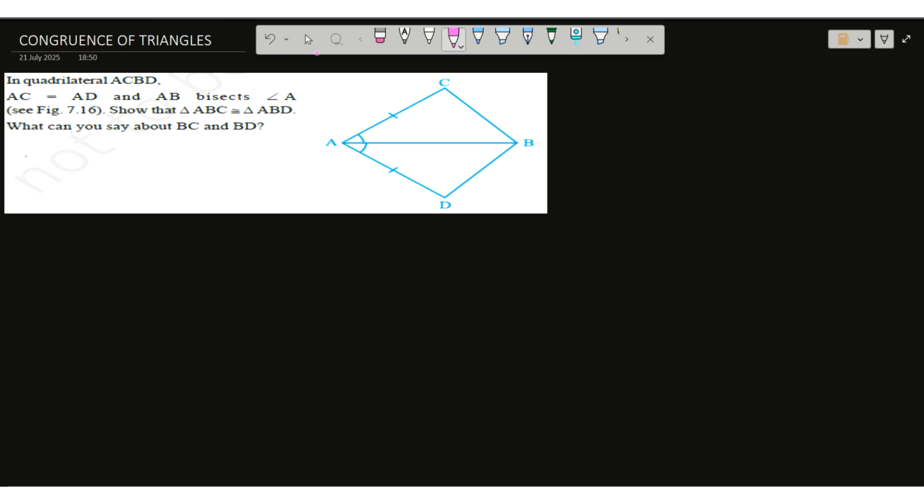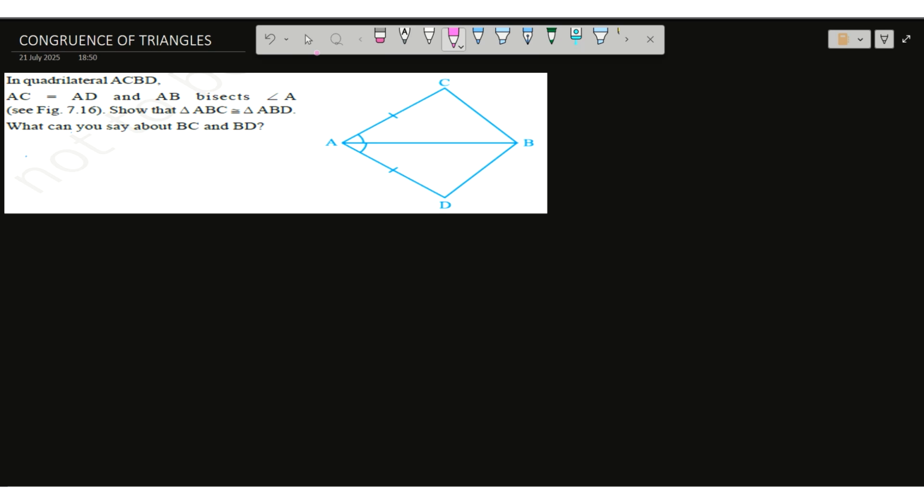So here is the first question. ABCD is a quadrilateral in which it's given that AC is equal to AD, and AB is the bisector of angle A. We have to show that triangle ABC is congruent to triangle ABD. And one more thing we have to show: what can you say about BC and BD? So let's solve the problem.